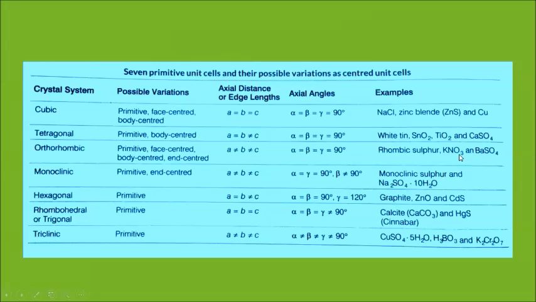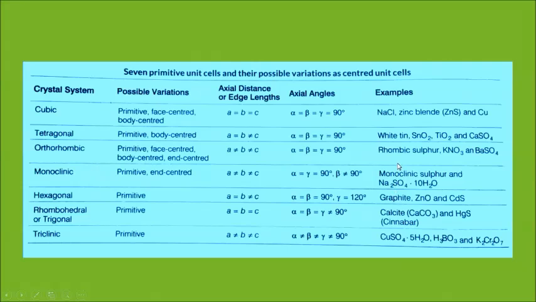Next one is monoclinic, and here it has primitive and end-centered only. The edge lengths are a not equal to b, not equal to c, so they are not equal to each other. But for the angles, alpha and gamma are equal to 90 degrees, but beta is not equal to 90 degrees. Monoclinic sulfur and sodium sulfate, which has 10 moles of water, are the examples for monoclinic structure.